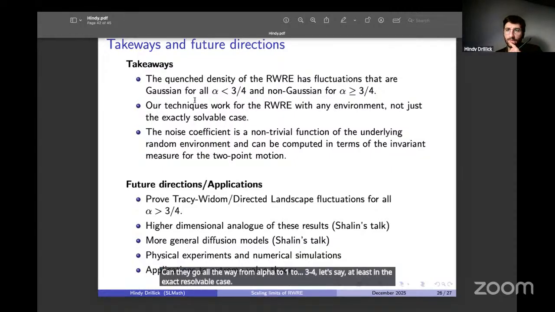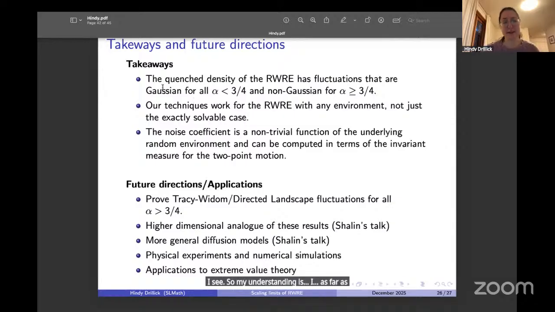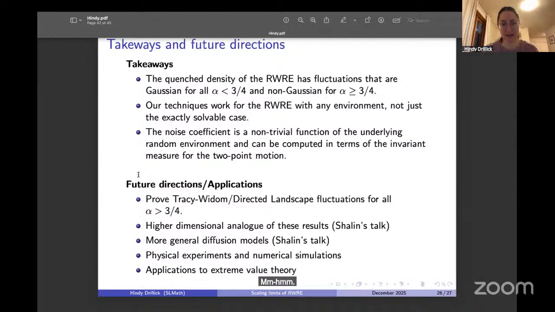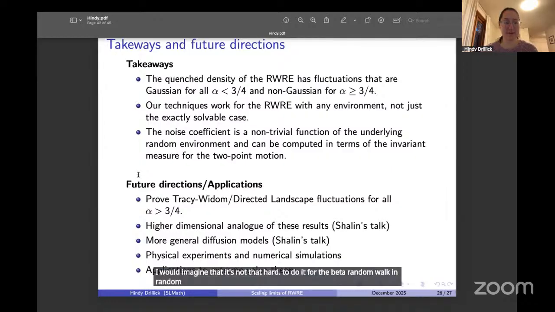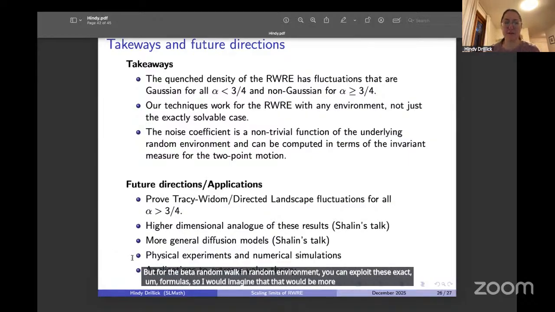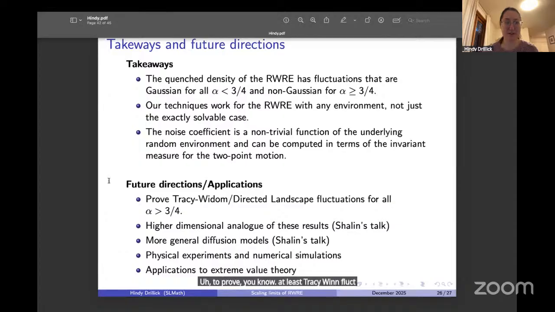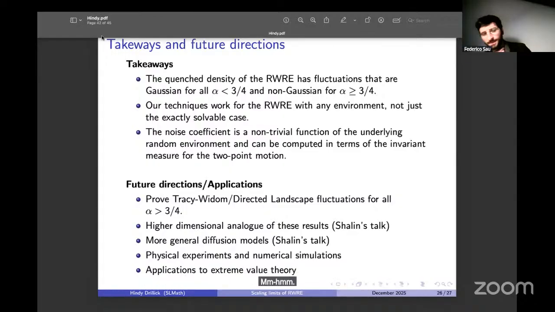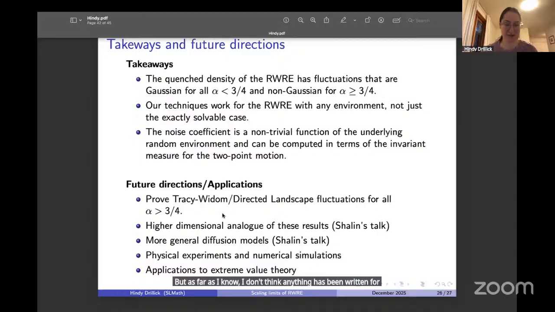I see. My understanding is, as far as I know, the only case that has been written out is the one by Ivan and Guillaume, which was for alpha equals 1 and for the beta random walk in random environment. I would imagine that it's not that hard to do it for the beta random walk in random environment for other alpha, although I don't want to say for sure. I haven't tried it. But for the beta case, you can exploit these exact formulas, so I would imagine that would be more doable. And for other environments, I think it's really hard to prove these Tracy-Widom fluctuations, because typically the known proof methods do involve these integrable formulas. But as far as I know, I don't think anything has been written for this, even for other alpha in the beta case.